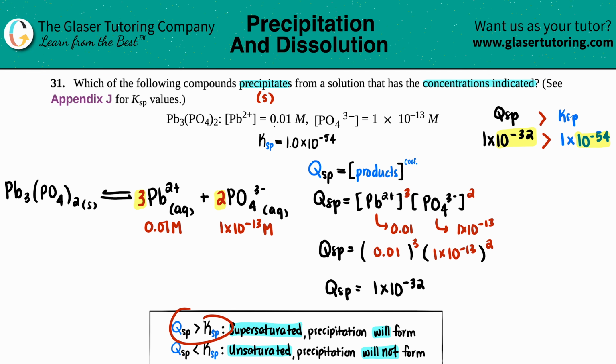And when the Qsp is greater, that means that we're in a supersaturated solution. So in this case, we will form a precipitate. Precipitation will occur. It will form. We will form a solid. We will form a precipitate. All those mean exactly the same thing. And there you go.